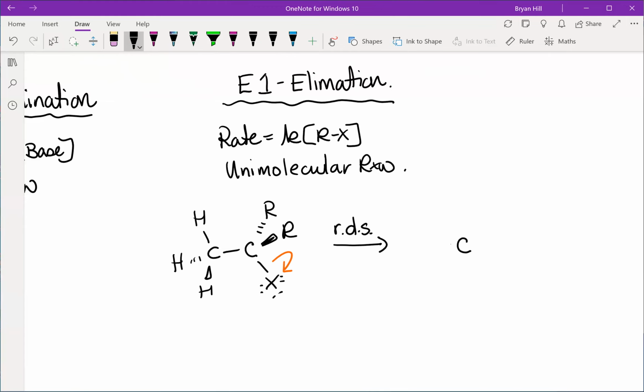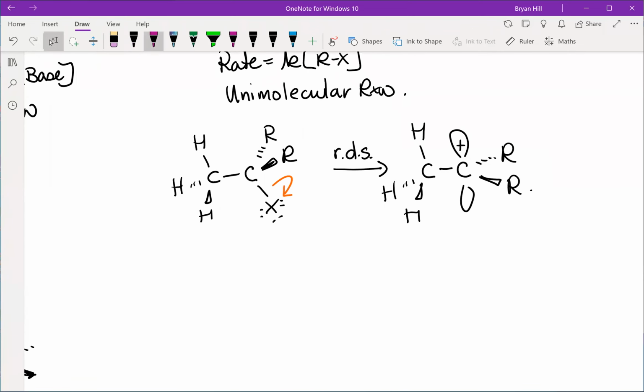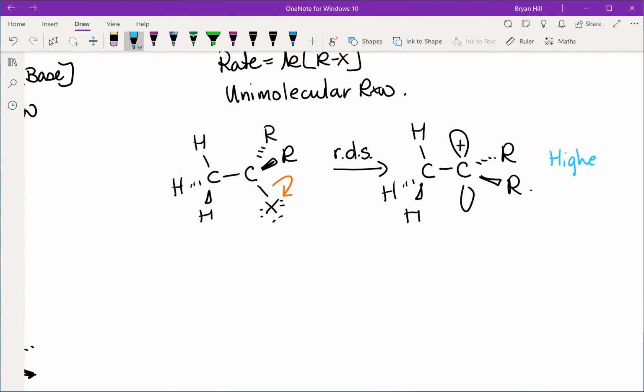And what will we form here? We will form a carbocation. So this carbocation is going to be high energy. So remember, I've specifically drawn a tertiary carbocation here because it's the most stabilized, right? So how do we stabilize carbocations?